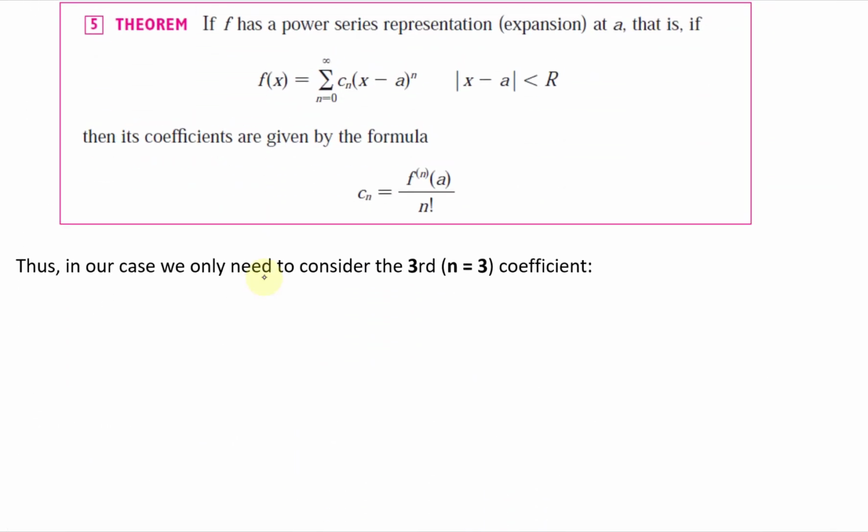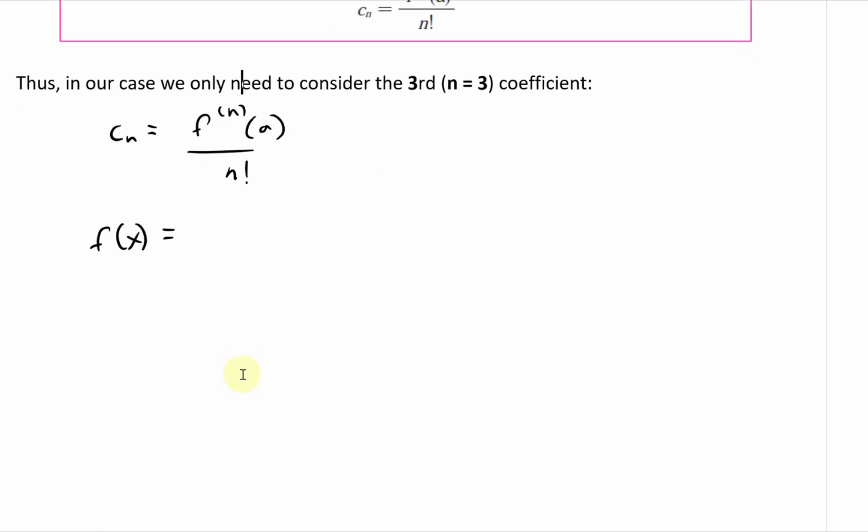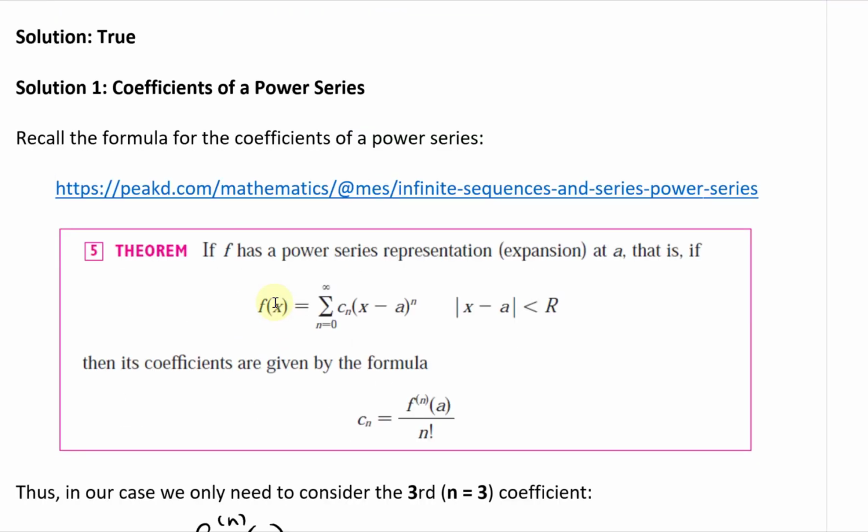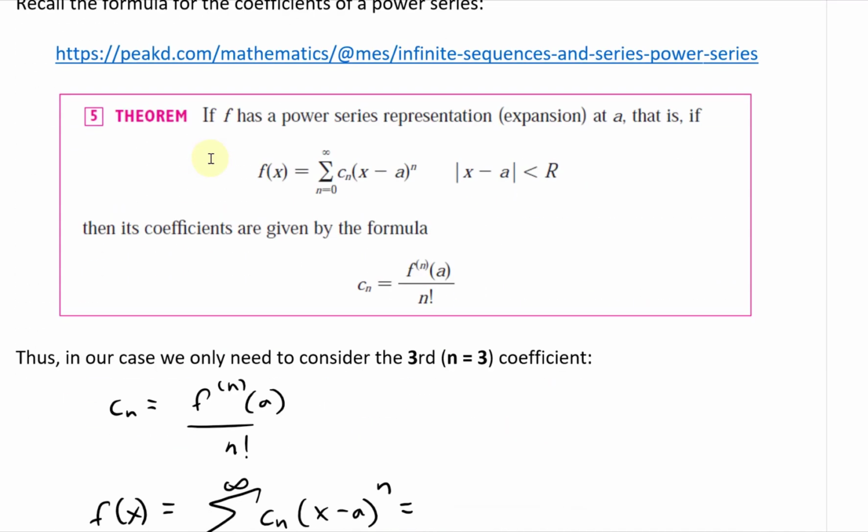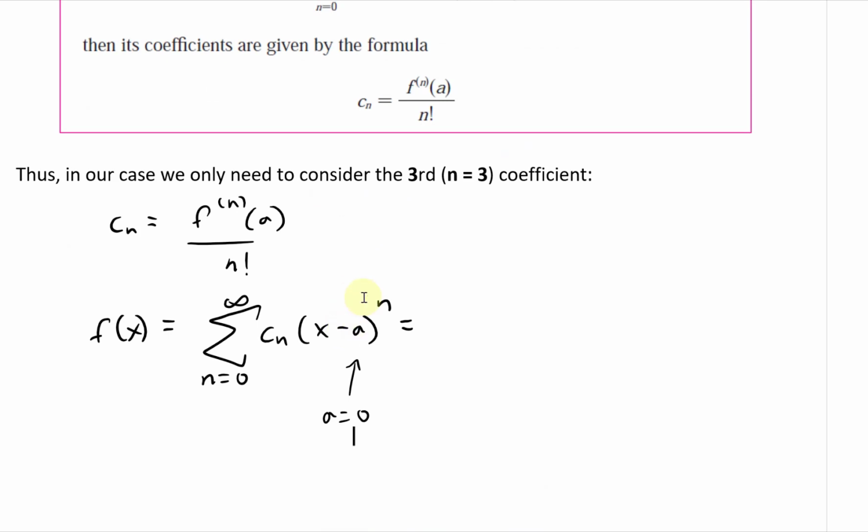So we know that the coefficient Cn equals the nth derivative of f at a divided by n factorial, where f of x is equal to the summation, as a power series form here, from n equals 0 to infinity of Cn (x minus a) to the power of n. Now this a is equal to 0 in our case, because you can see in this x there's no a there. So it's just x to the n.